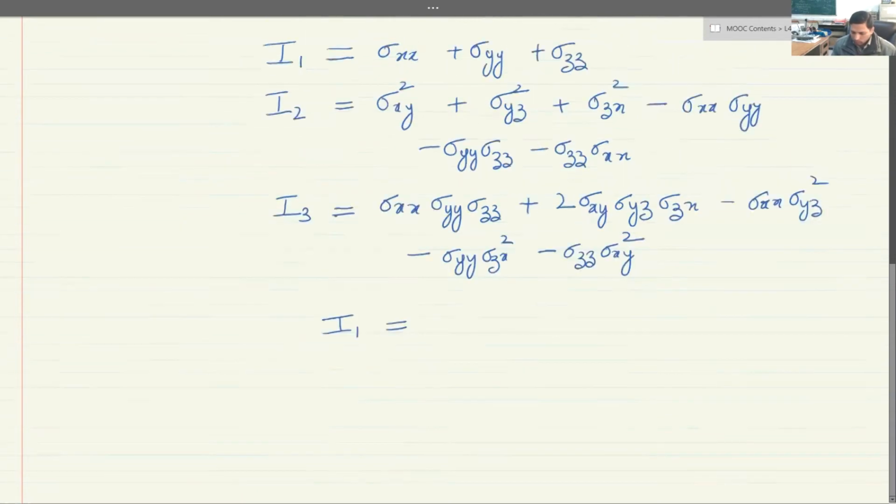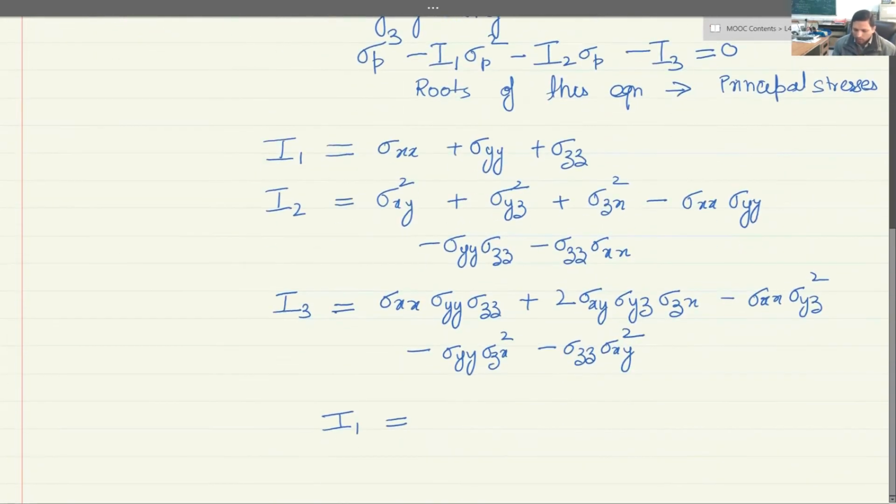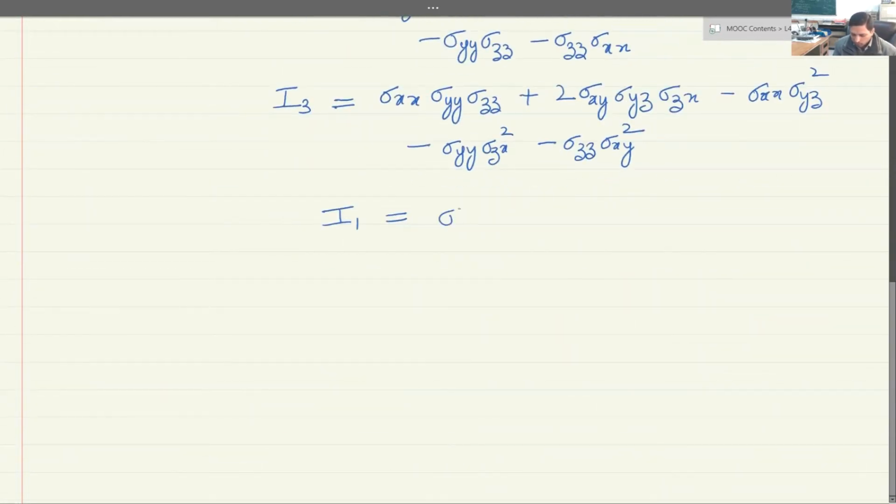so you can go back and look at sigma xx, sigma yy, sigma zz, which would basically be sigma 1,1, sigma 2,2, and sigma 3,3. So I1 becomes sigma 1 plus sigma 2 plus sigma 3.